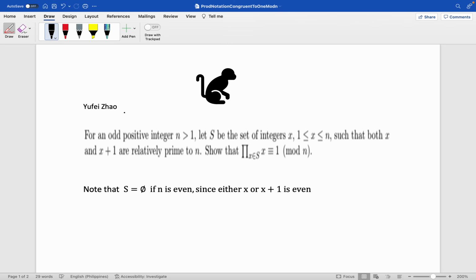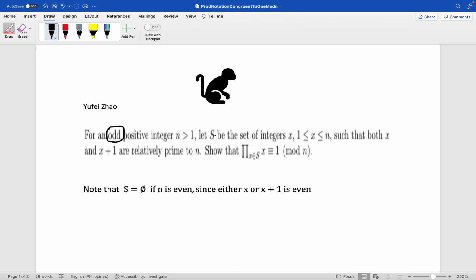This is a problem published long ago by a gentleman by the name of Yufei Zhao. And the thing that struck me about this statement was this "odd" here. In other words, the first thing I noticed is that it has to be an odd positive integer. And I go, what's so special about an odd number here? And it took me a while to understand why that's important.